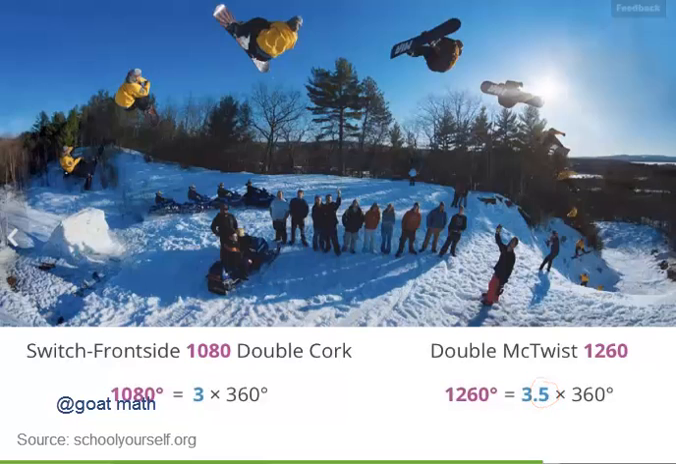So a trick with a 1260 means you're making 3.5 rotations in the air. That last half rotation, or 180 degrees, means that if you started by facing one direction when you're taking off in the air, you're facing the opposite direction when you land.